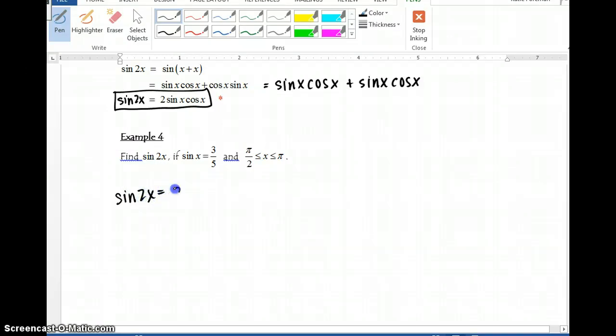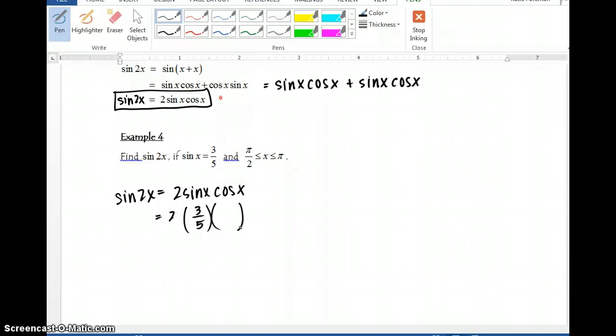Sine of 2x, 2 sine x, cosine x. Okay, I know what my sine value is. Now we just need to determine what the cosine value is. So following the steps that are outlined in example 3, first thing we do, set up a right triangle.